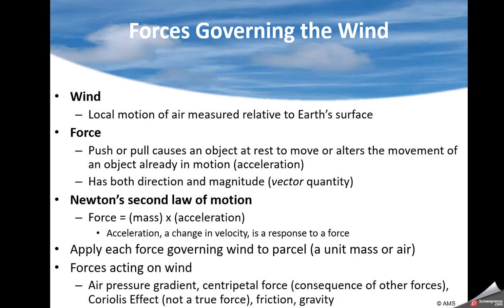The wind is the local motion of air measured relative to Earth's surface. In other words, if you feel a parcel of air hitting you in the face, the wind's coming into you from that direction. And remember, we always take wind direction as to where the wind has been to where it's moving. If the air originated to your northwest, it's a northwest wind. If the origination point was to your south, it's a south wind.